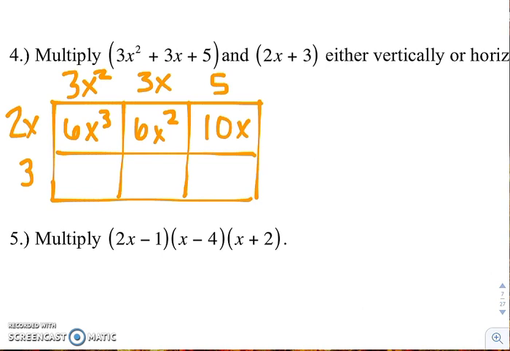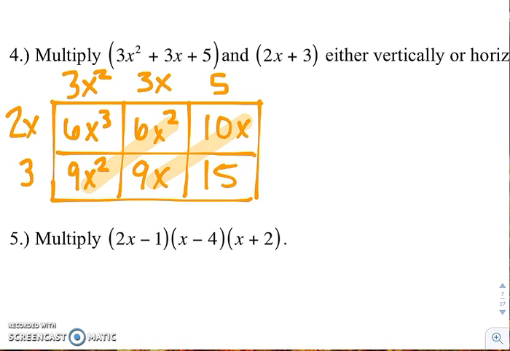3 times 3x squared gives you 9x squared. 3 times 3x gives you 9x, and 3 times 5 gives you 15. When you are done, you should notice, guys, that your diagonals match. So like your x squared should be with your x squared, your x's should be with your x's.